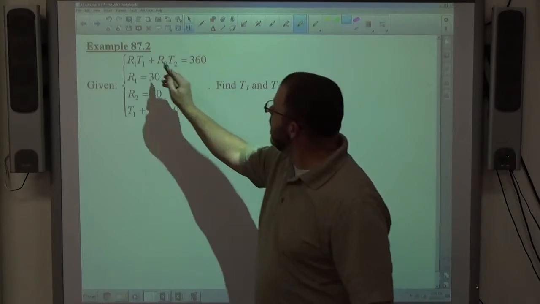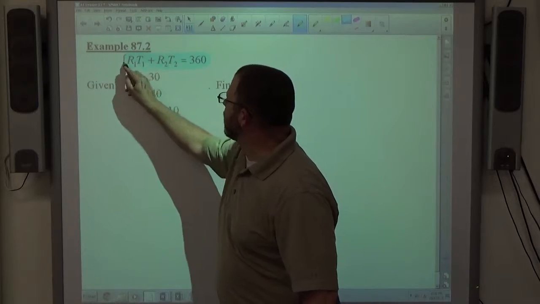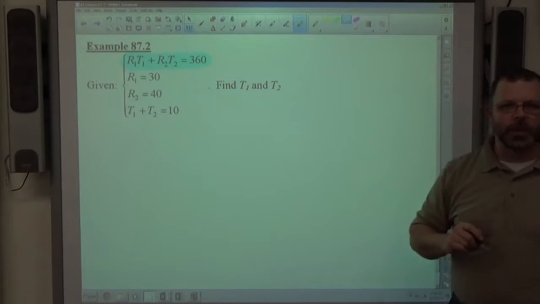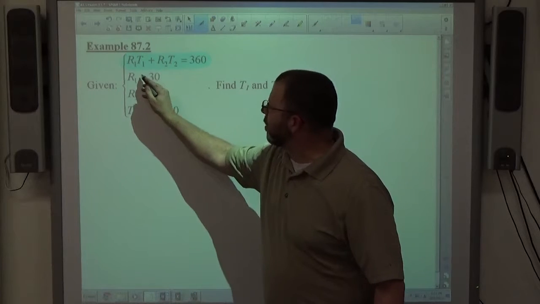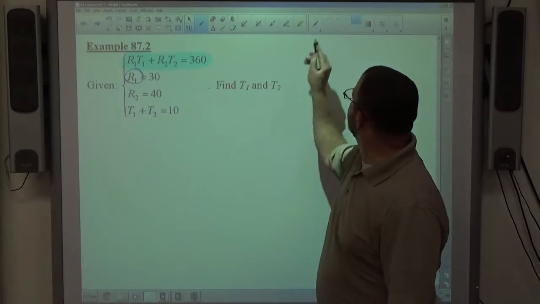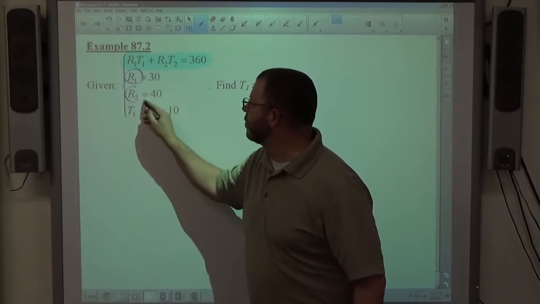So this equation has everything in it. So that's our main equation. Usually the first one listed is the main equation. They don't try and get tricky with you. And the other 3 equations, this one's perfect the way it is. R sub 1 equals something else. R sub 2 equals something else.